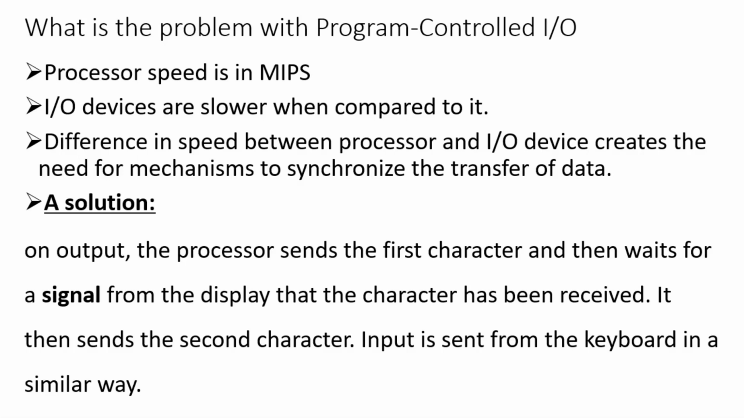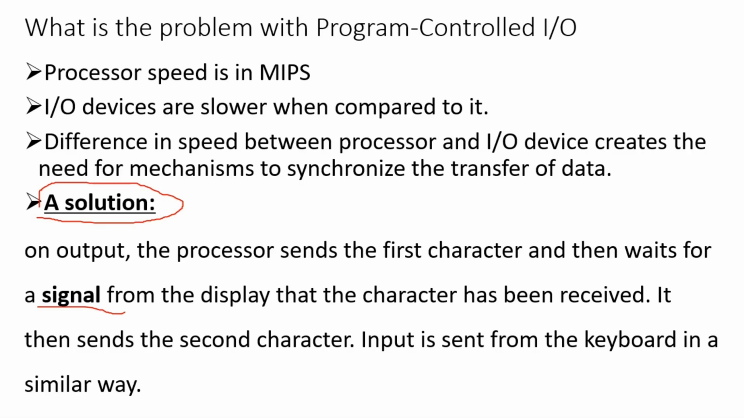So in this case, there must be a solution for this issue. Now one solution is using signals. That means, for example, if the processor has to send a 10 character string to the display, then the processor may send all 10 characters within a short time, but the display device, that is the output device, is not capable of handling that amount of characters within that time.